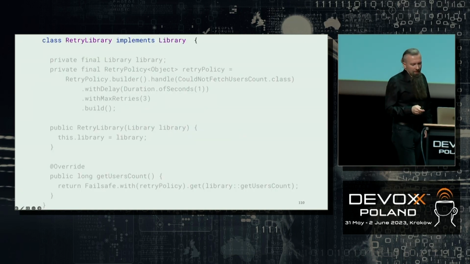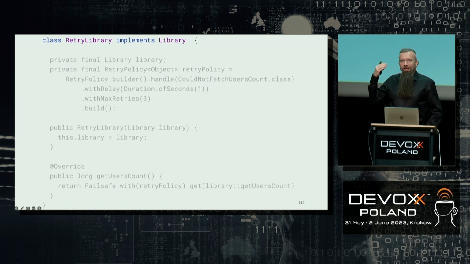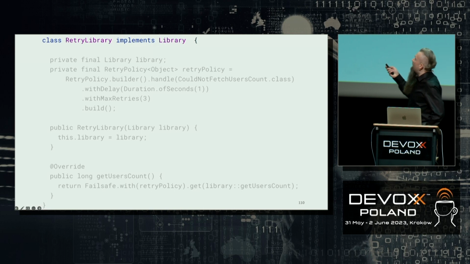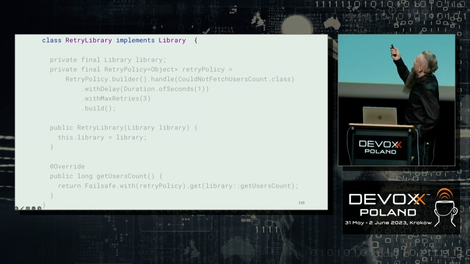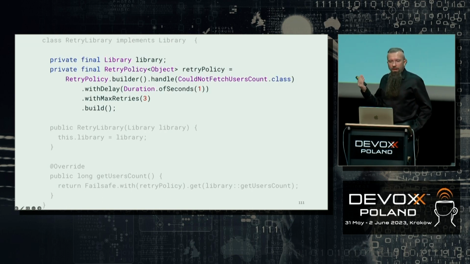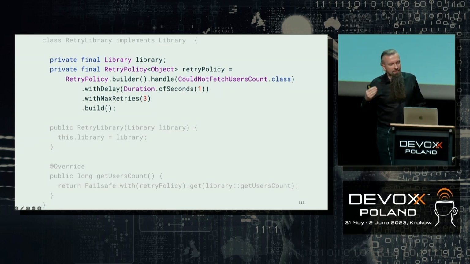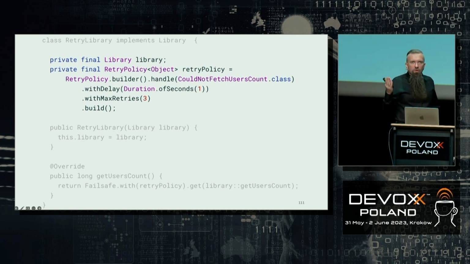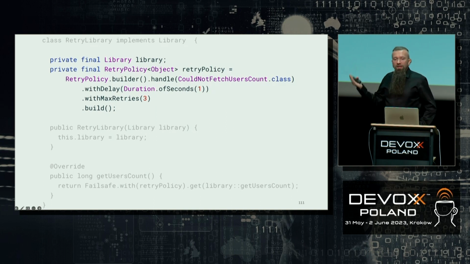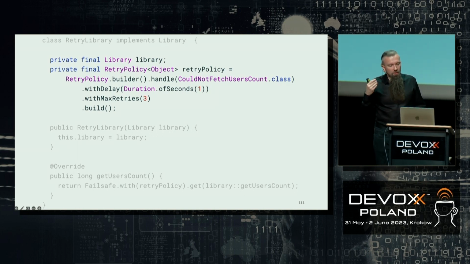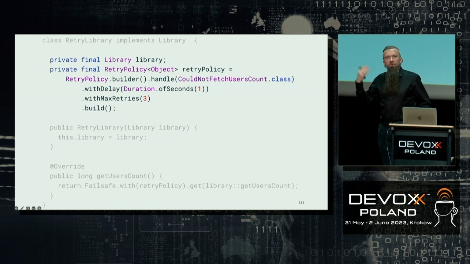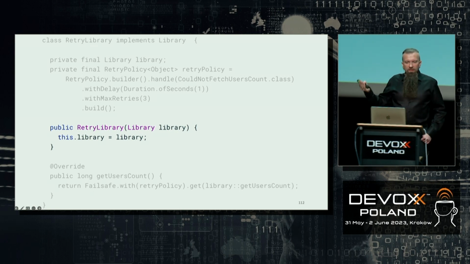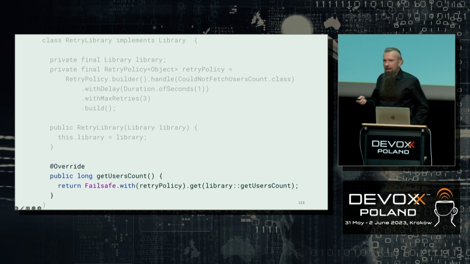And what about handling the fault tolerance? Let's create our decorator. We implement our library interface by a class RetryLibrary. Then we create a field for our library, as is usual in a decorator, because we are going to inject the original library at some point. Then we create, for example, a retry policy: when it encounters could not fetch users count, with a delay of 1 second, try to make a retry, up to 3 times. Then, of course, let's inject this through the constructor. And here we have the fault tolerance.